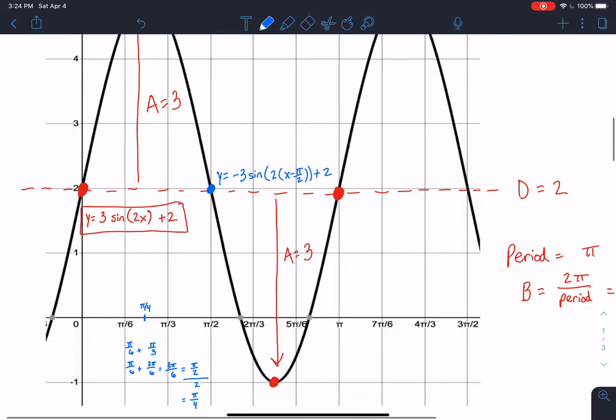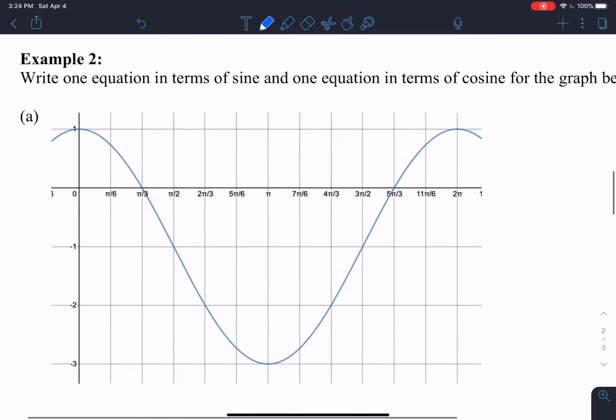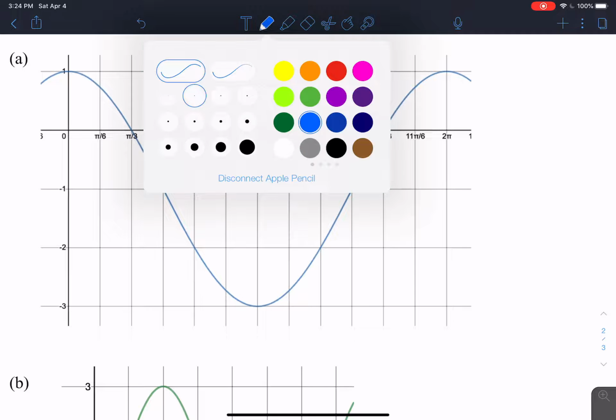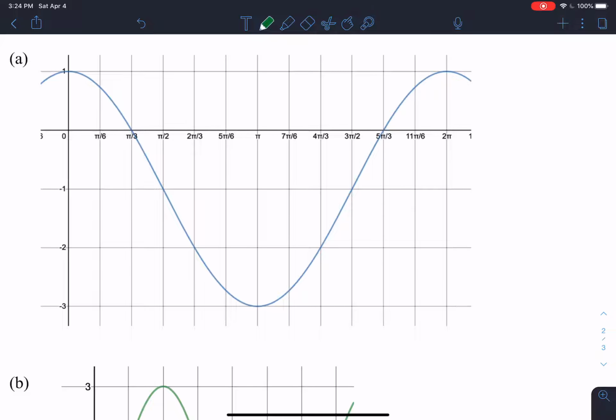All right, so let's jump down to the next one. I see that the highest point that I have is 1, and the lowest is negative 3. So the middle of that must be negative 1. So my axis is going to move down to negative 1. My amplitude, because that's the distance, has got to be 2.